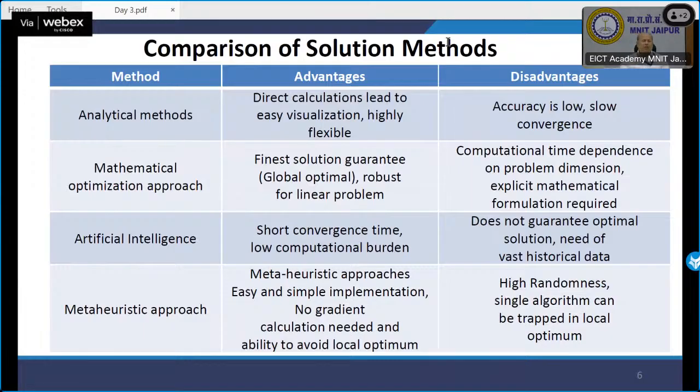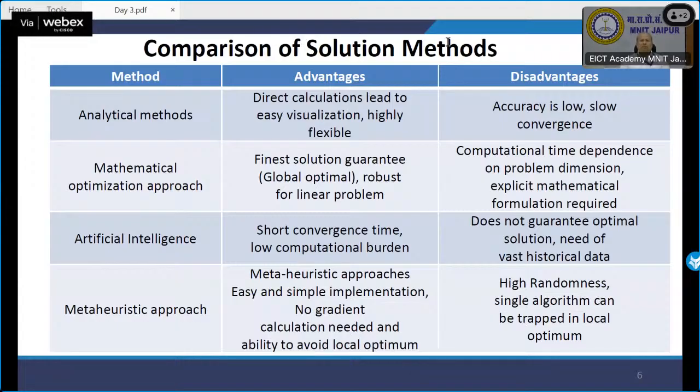Now, there are many solution methods, and you can get the details through different literature. There are analytical methods, mathematical optimization approaches, AI methods, and meta-heuristic approaches. Each has a few limitations and merits also. In the case of the analytical method, direct calculation leads to easy visualization and is highly flexible, and the limitation is low accuracy and slow convergence.